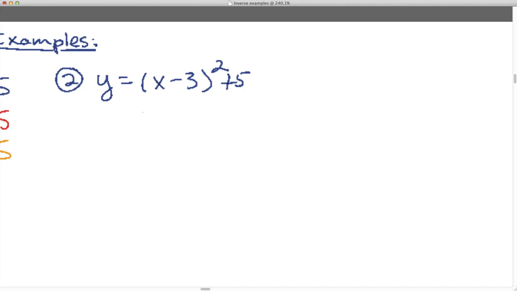We have y equals x minus 3 squared plus 5. Subtract 5 on both sides. Or actually, we got to switch x and y first. So we have x equals y minus 3 squared plus 5. So we're trying to get to this y here. So how's this 5 connected to the y? It's added. So what's the opposite of added? Subtraction.